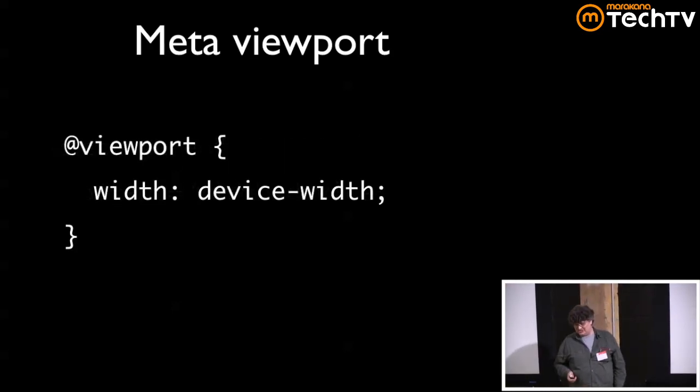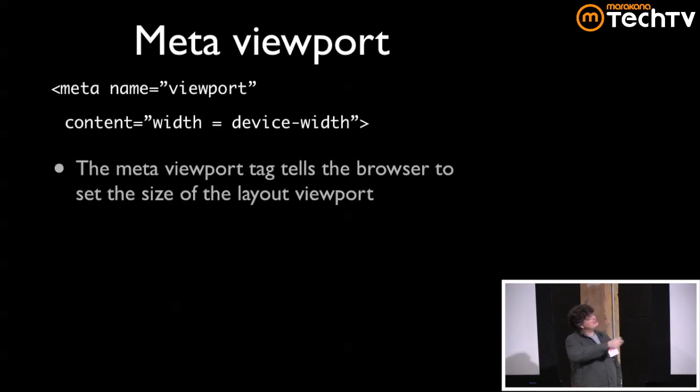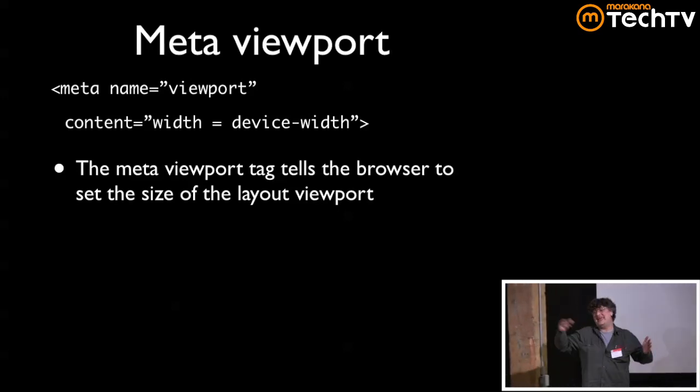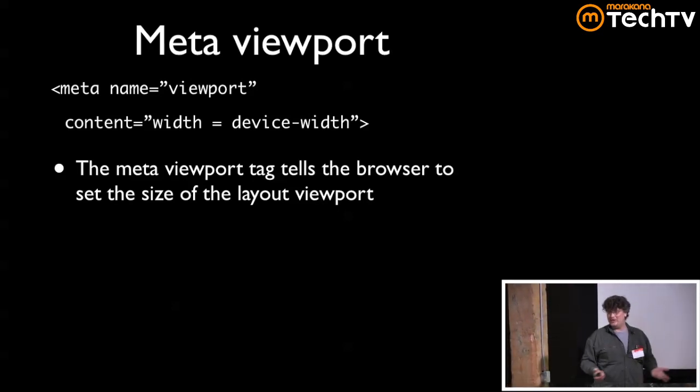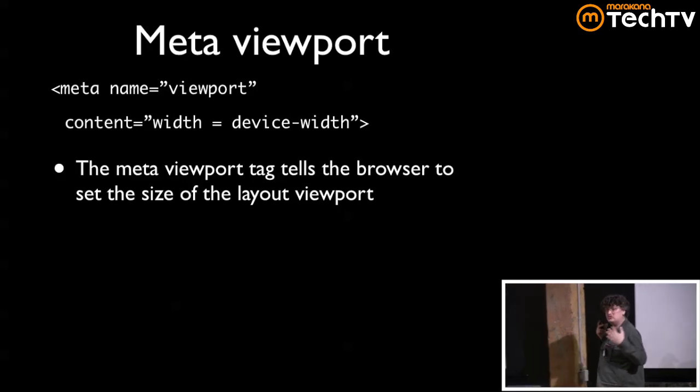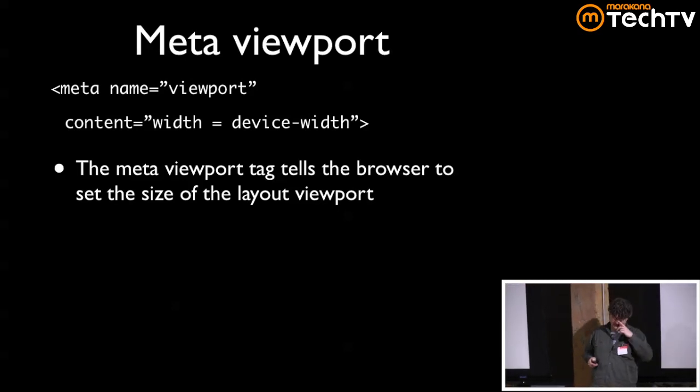Okay, so what does it do exactly? Basically, what you're telling the browser to do is to adjust the size of the layout viewport. Without doing this, the layout viewport is somewhere between 800 and 1,000 pixels. That's done to accommodate desktop websites that haven't been optimized for mobile at all. If we did not do that, it would look horrendously ugly on a mobile device.